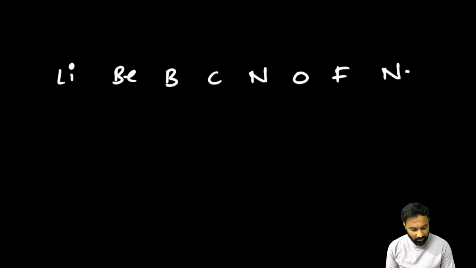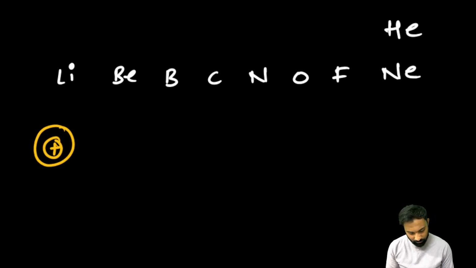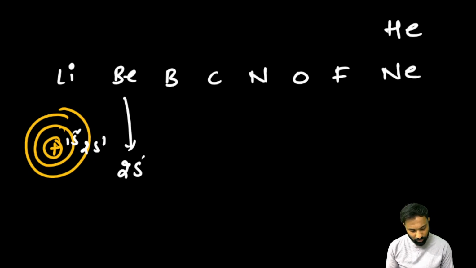And here it is neon, and here it is helium. Done? Now we know here the lithium contains only one valence electron. If you see here, the lithium atomic number is 3, so it is 1s2 and 2s1. Here beryllium is having 2 valence electrons, 2s2.